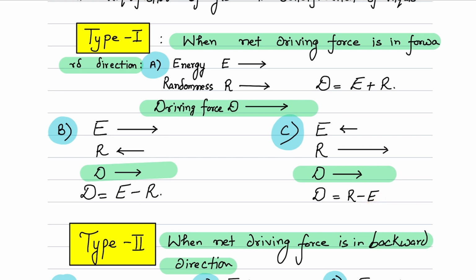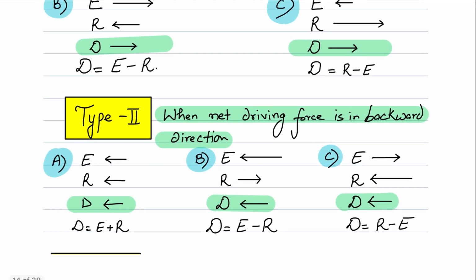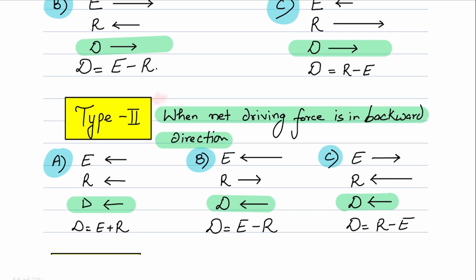Now let us discuss the type 2 form, when the net driving force is in backward direction. So the first case is if energy is in backward direction and randomness is in backward, so driving force will be backward. Second case is if energy is in backward having larger magnitude but randomness is in forward, so net driving is again in backward. Third, energy is in forward but randomness in backward having more magnitude, so net driving is again in backward direction.